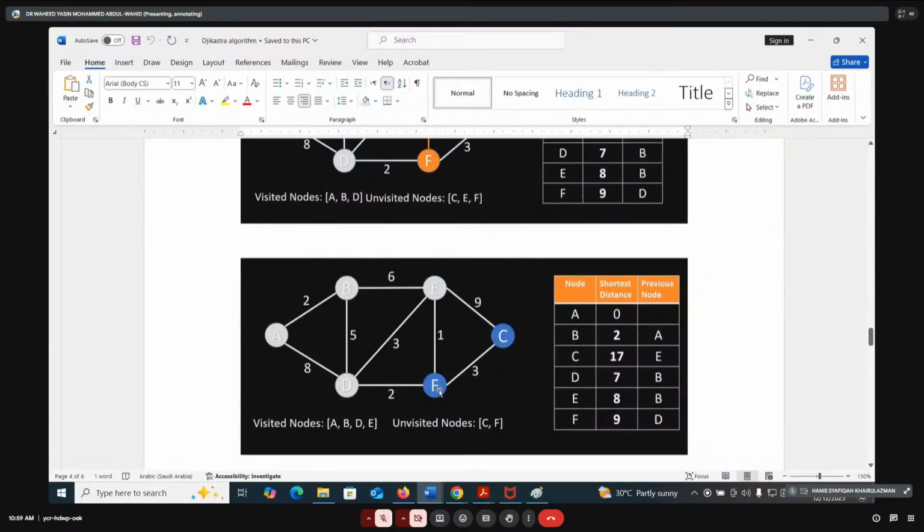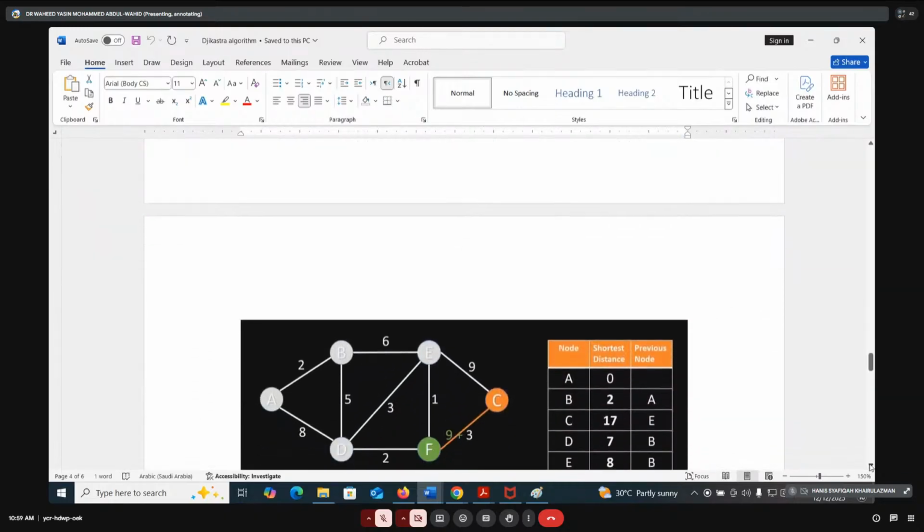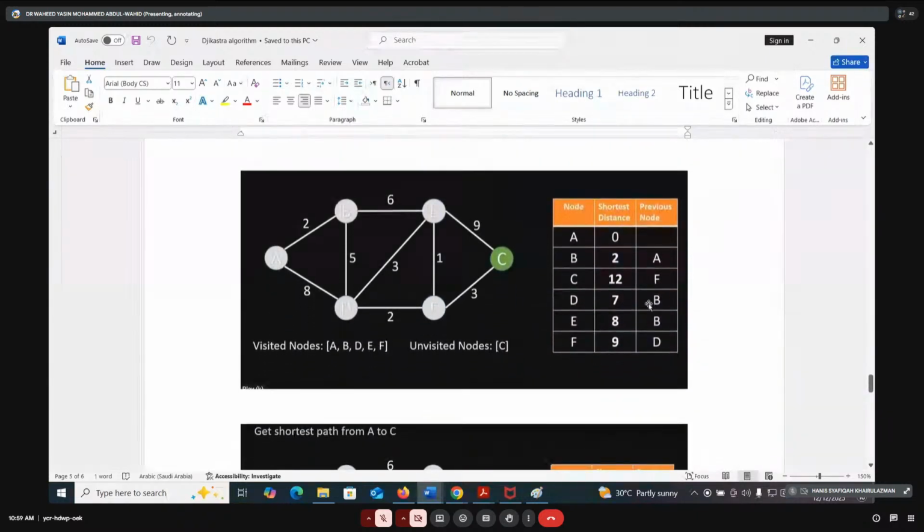Now F. F is 9. 9 plus 3, 12. The previous node of C has 17. 12 is less than 17. I will replace C with 12, remove E, and put F. Now C is visited and all nodes are visited.